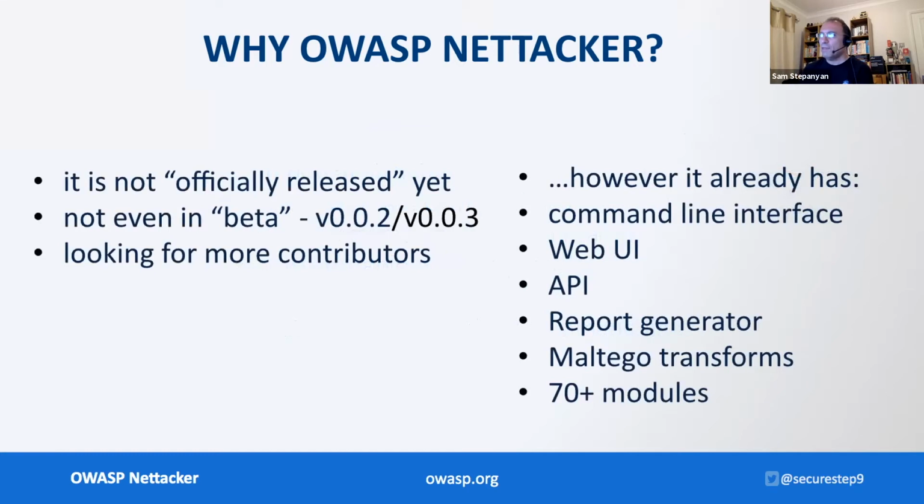A few other notes about Nettacker. It is not officially released yet. We don't have version 1 yet. It's not even in beta quality. The current versions are 0.0.2 and 0.0.3. Version 0.0.3 is very, very new, so it's just been released, and there are still a few things that we are cleaning up in that version. Because it is an open source project and it's still what OWASP calls an incubator project. So it's a baby project, but it's already a very, very good project.